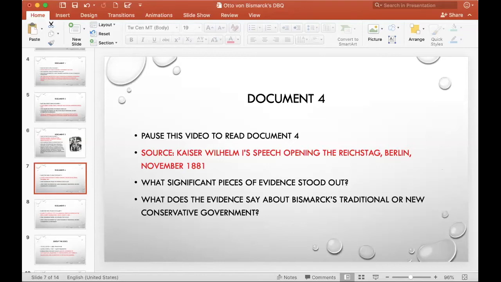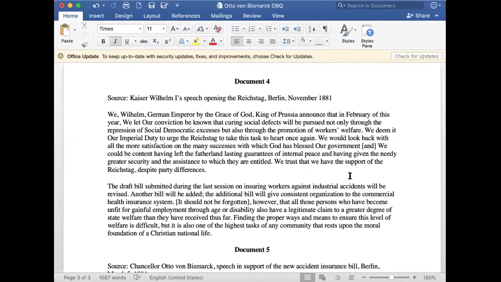So let's look at that. In document 4, we have Kaiser Wilhelm I's speech opening the Reichstag. The Reichstag is the parliament in Berlin in 1881. In this speech, I recommend that you pause and read through it and see if you can identify some key things before I identify them for you.